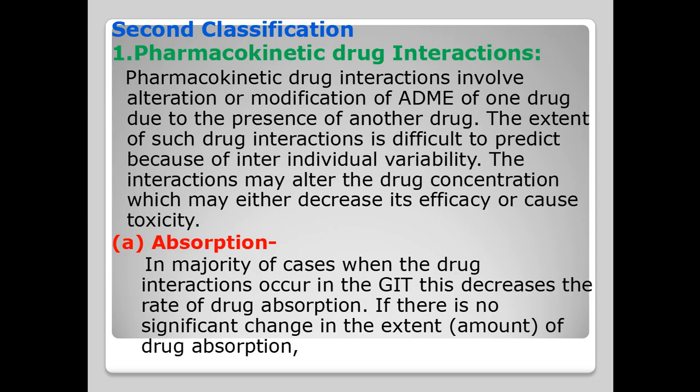So in that, the first subtype is absorption. In the majority of cases, when drug interactions occur in the GIT, this decreases the rate of drug absorption. So in most cases, the rate of drug absorption of the object drug will be decreased. But in some cases it will be increased.